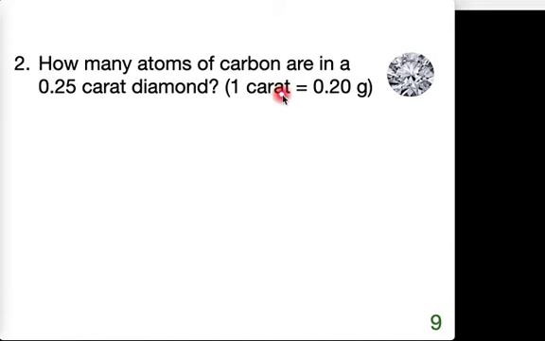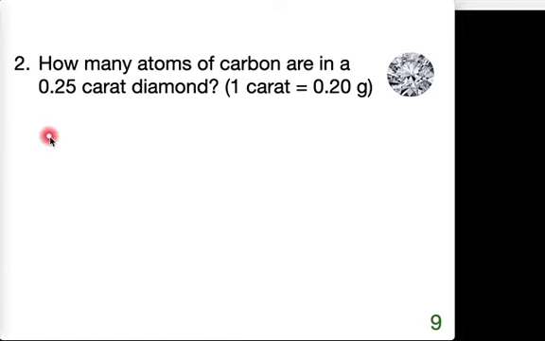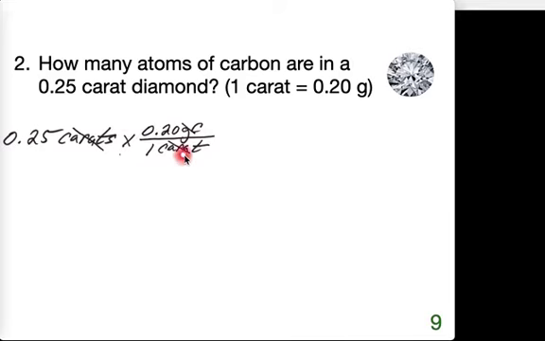So we need to first convert the carats to grams before we can go to our little flow chart here, converting mass to moles to particles. So we'll start with that, 0.25 carats, and then we'll create our conversion factor. Carats will be in the denominator, so they cancel out. So now we have grams.